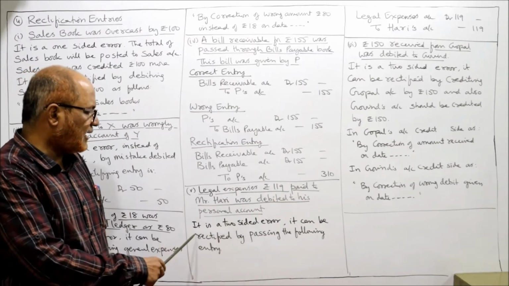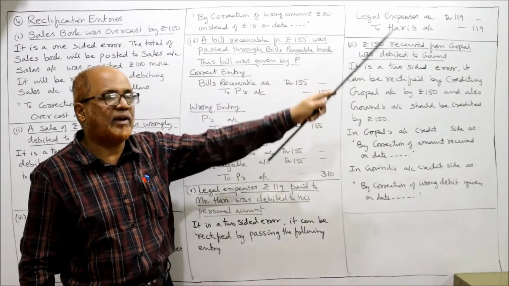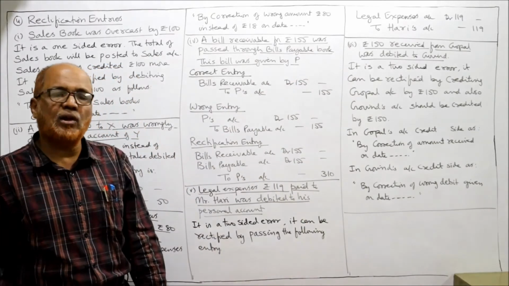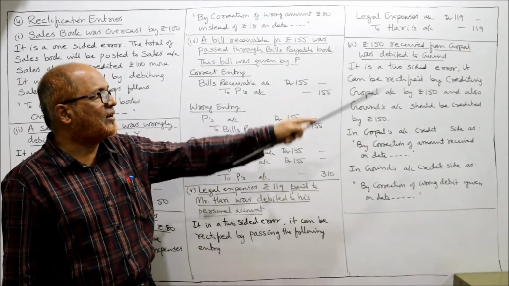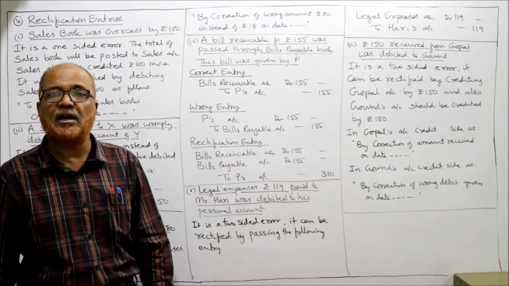It's a two-sided error. It can be rectified by passing the following entry. Legal expenses account debit to Hari account 119. That's it. Now the last error is rupees 150 received from Gopal was debited to Govind account.